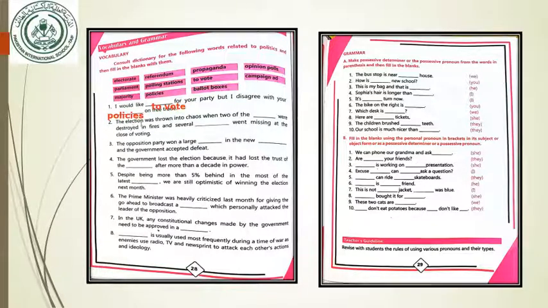Number 2: The election was thrown into chaos when 2 of the dash. Now, what 2 of the? Polling stations. Very easy for you to do. Polling stations destroyed in fires and several ballot boxes went missing at the close of voting.